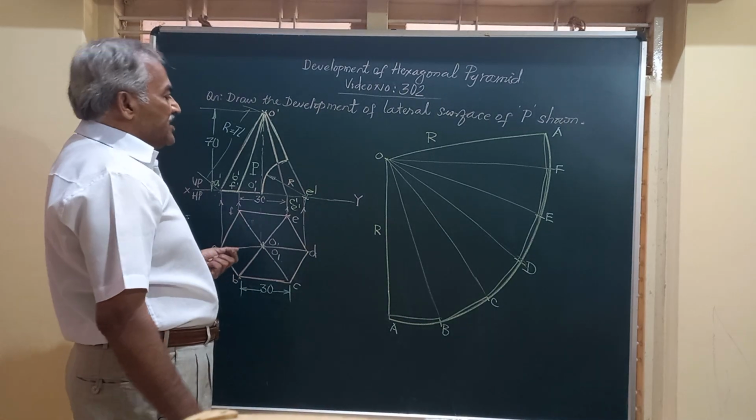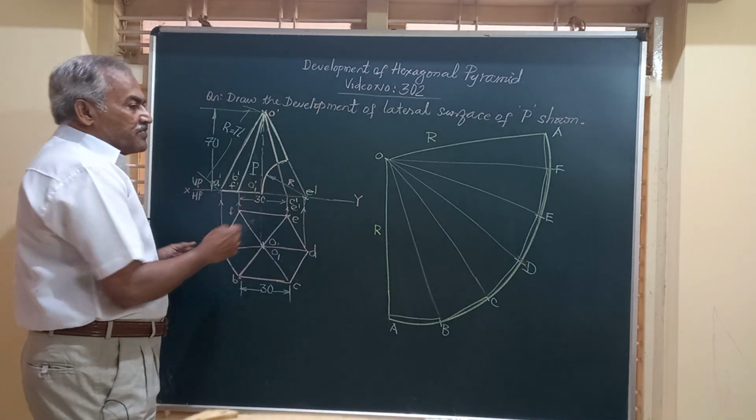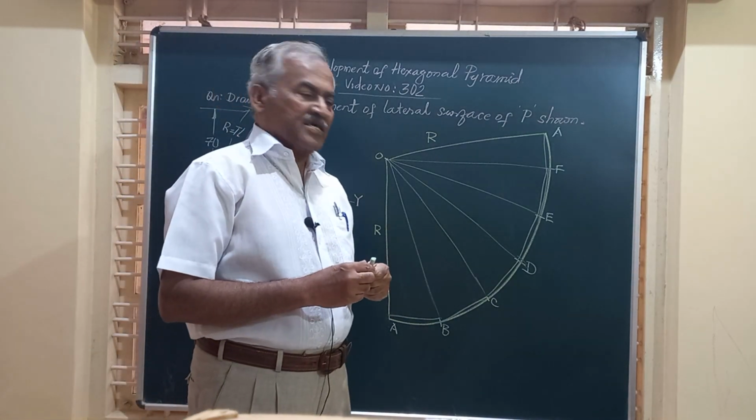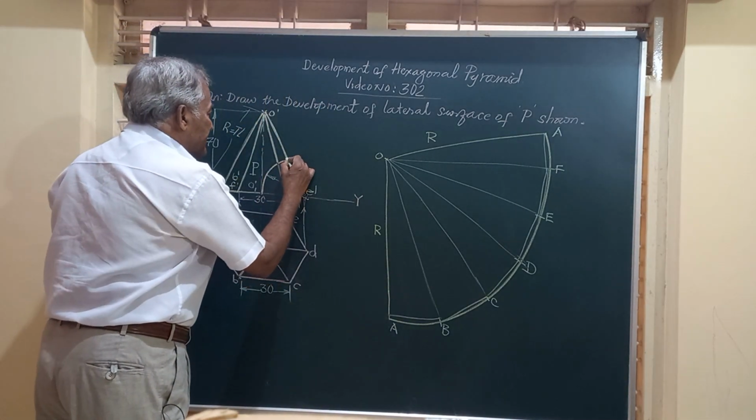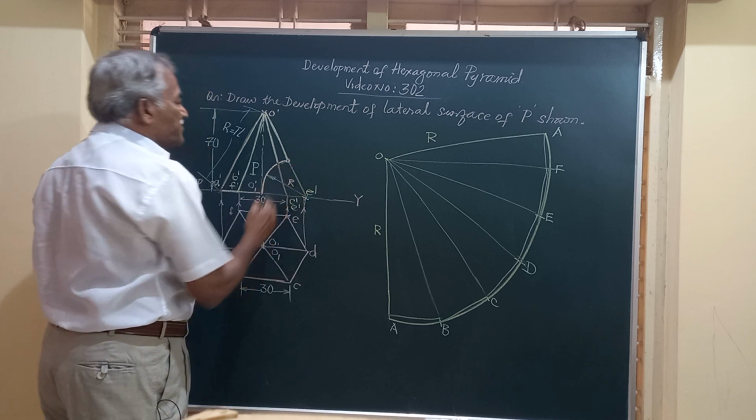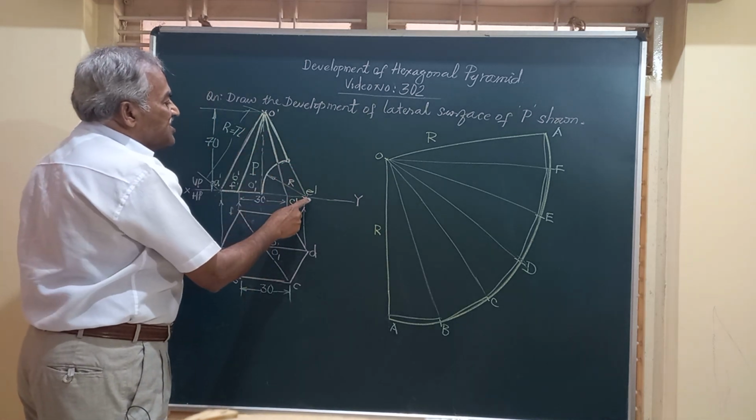Friends, now let us start. Where the curved section plane is cutting the solid, O dash E dash, slanted, is cut here. O dash E dash is the true length.